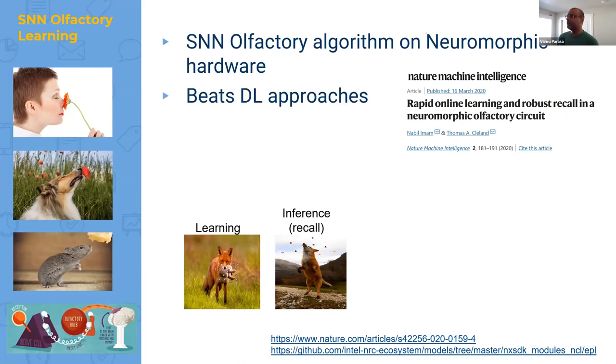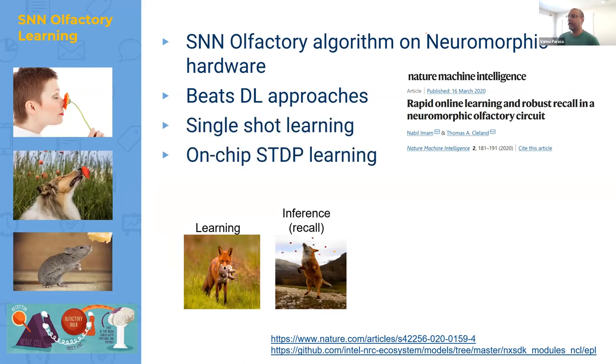This one was much better than all the deep learning approaches like deep autoencoders and things like that. It was way more efficient because this is a very single-shot learning algorithm. And because of the on-chip spike-timing-dependent plasticity (STDP) learning in the neuromorphic chips, it was extremely energy efficient, and it was a great use case for why we need to use spiking neural networks.